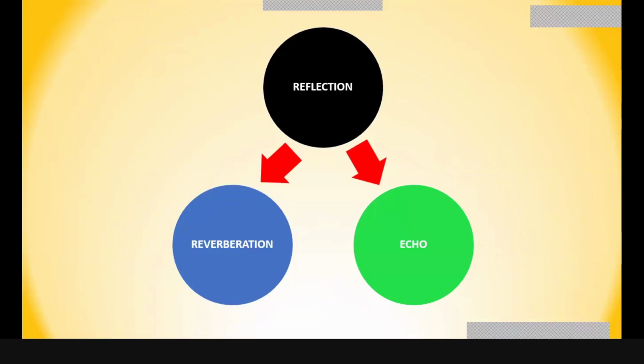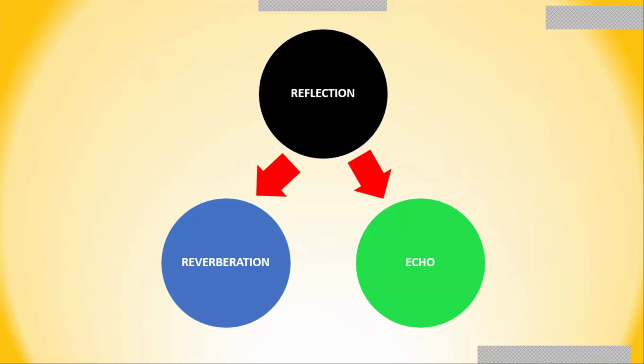Ma'am, when there is more than 17 meters of distance between the source and the reflector, then there is reflection of sound waves. Yes, ma'am. Okay. If the distance is more than 17 meters and the sound waves are reflected, we call it an echo. Now, what is reverberation?